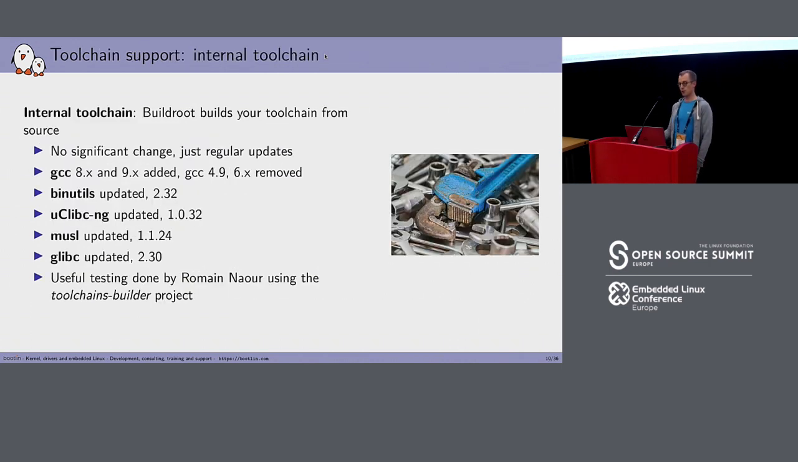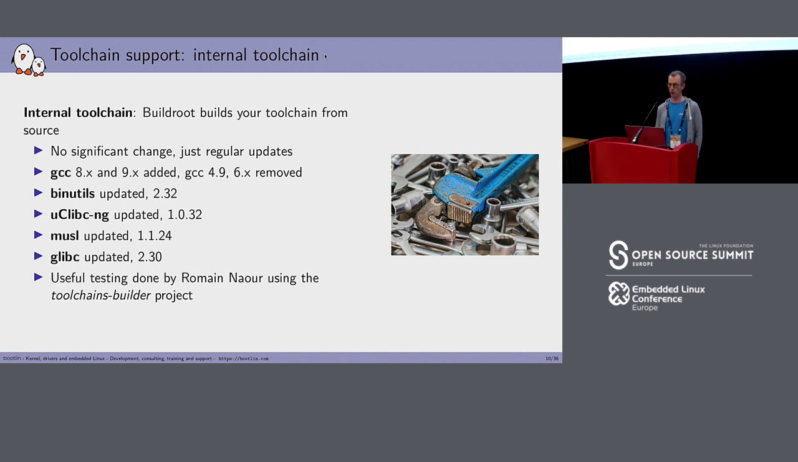On the toolchain support side, so Buildroot can build its own cross-compilation toolchain by building GCC and binutils and a C library. There hasn't been much change here in the features that we provide, except that we keep things up to date with GCC updates and binutils updates and uClibc updates and musl updates and so on. So everything is pretty much up to the latest stable version or close to that. So that's something that is kept regularly updated.